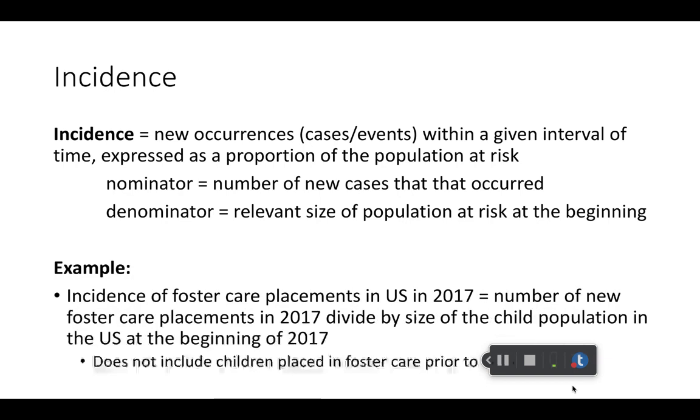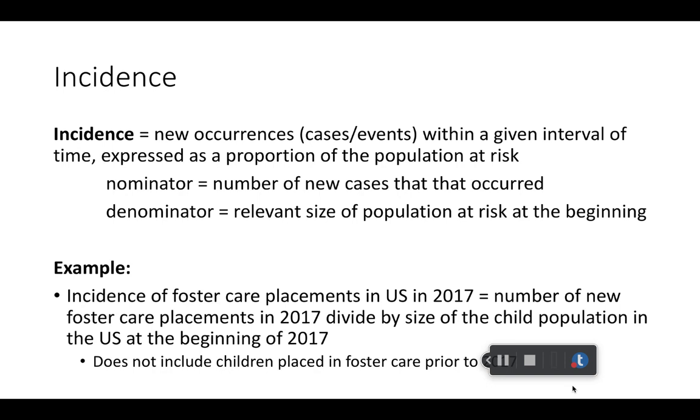Let's look a little more closely at incidence. So again, it's the new occurrences within a given interval of time expressed as a proportion of the population at risk of those events. So it's a fraction in which the numerator is the number of new cases that occurred in this given interval of time, and the denominator is the relevant size of the population at risk of this event at the beginning of the time interval.